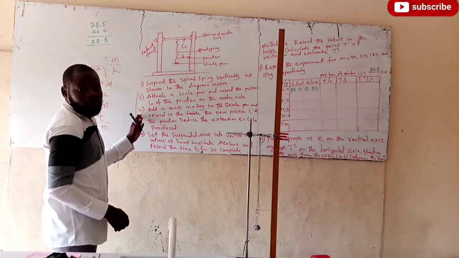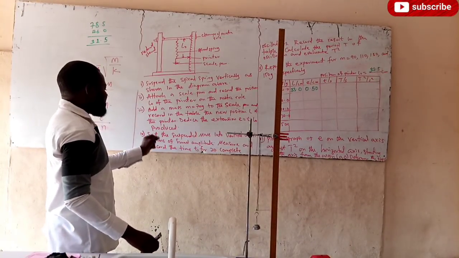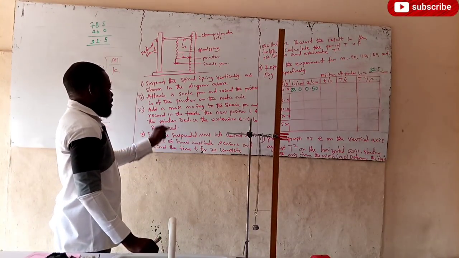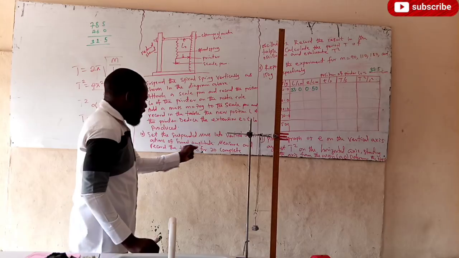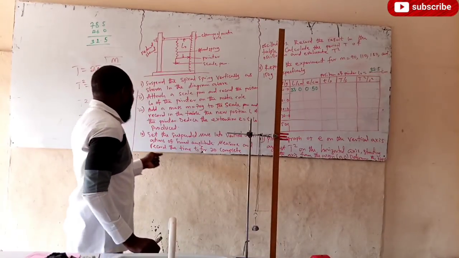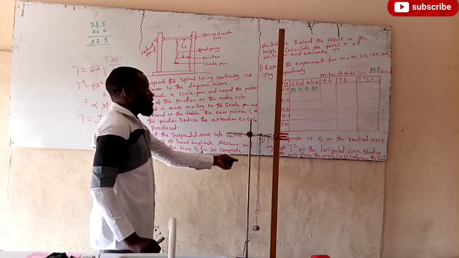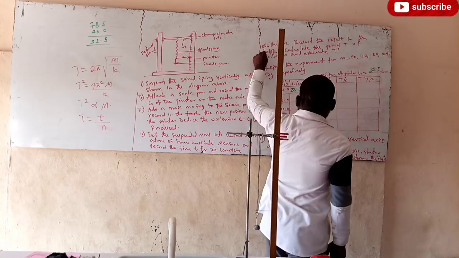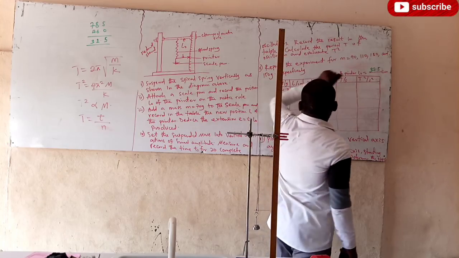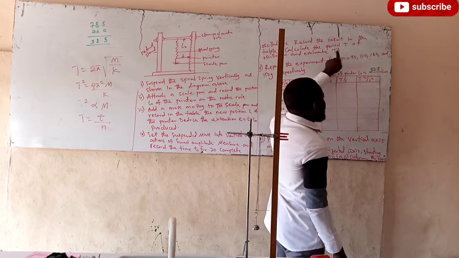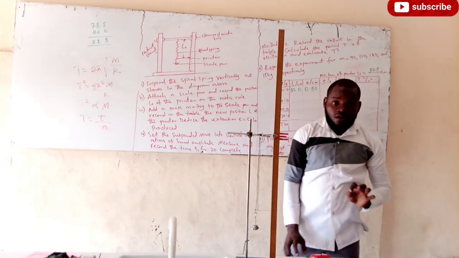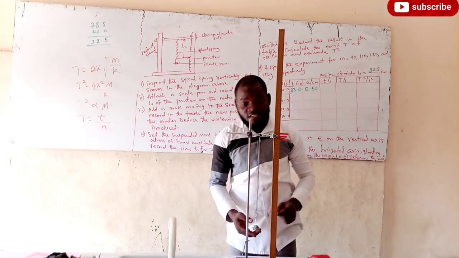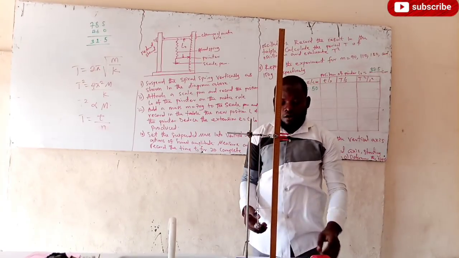We've done with the Roman figure 3. Roman figure 4 says, set the suspended mass into vertical oscillations of small amplitude. Measure and record the time t for 20 complete oscillations. Then record the result in the table. Calculate the period T of the oscillation and evaluate T square. So we have a lot of things to do there now. Okay, let's quickly set this into vertical oscillation.